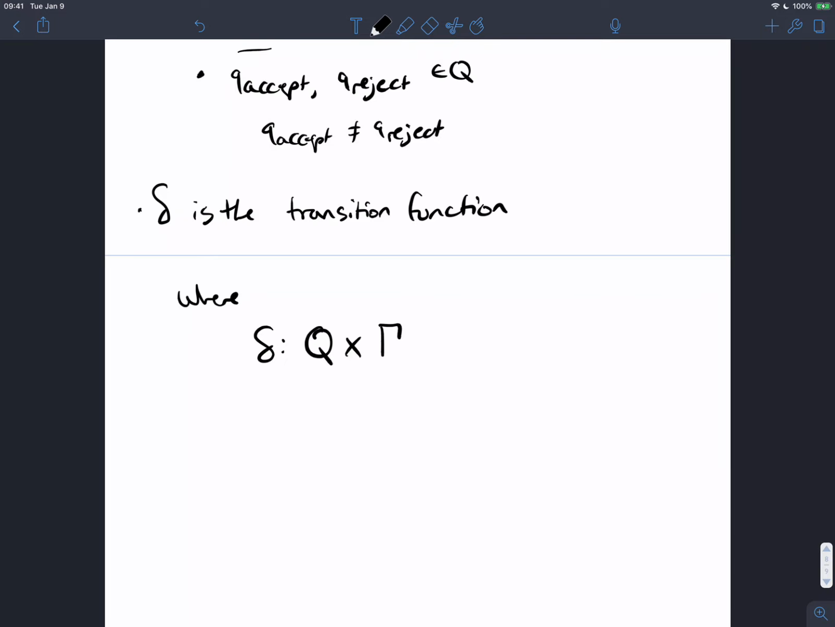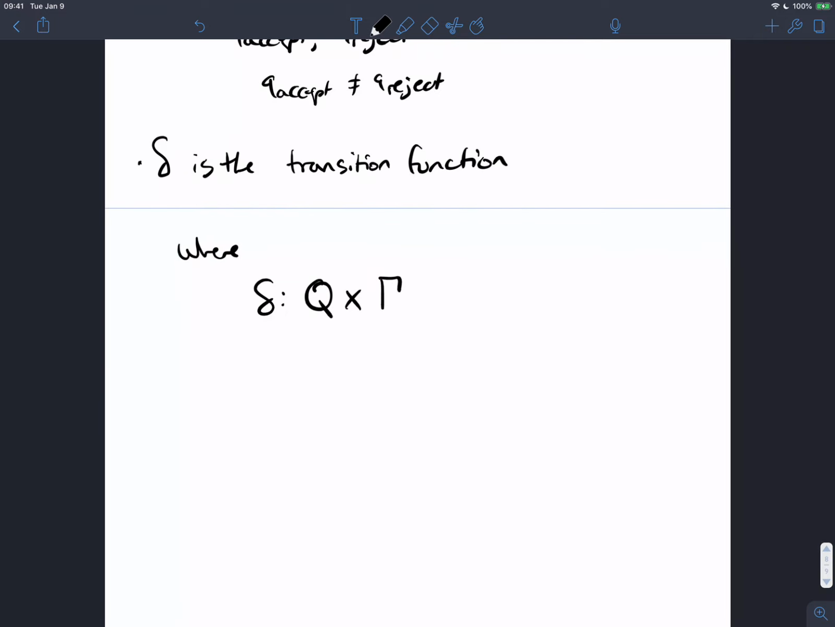So the digital and among you will already see a difference. I'll come back to that. So Q cross gamma, and that's going to give me a state, something to write, and which direction to go. So that's going to be an ordered triple. Q cross, because that's a state, cross something in the tape alphabet, cross either what two things? Left or right. So from the set LR. Okay?